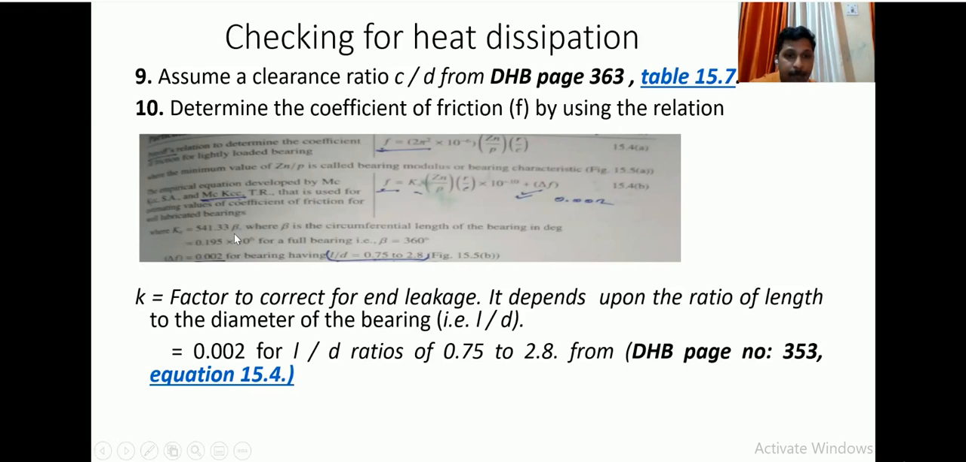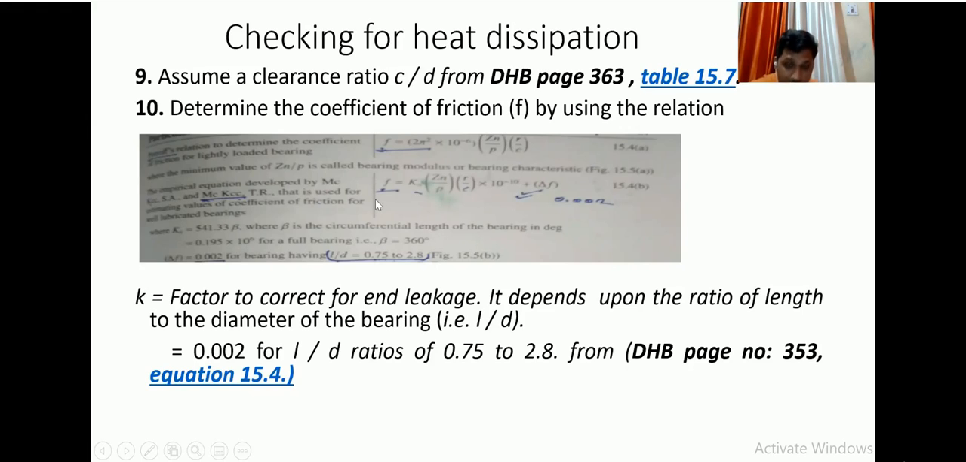For the partial bearing, you have to put beta. If the pad angle is 120 degrees, we will write down 120 degrees, multiply by 141.33 by 120, and we will have the value of your Ka. And if it is a 360-degree bearing, the Ka value is 0.195 into 10 to the power 6. In general, in most of the cases, we have to take a full journal bearing.